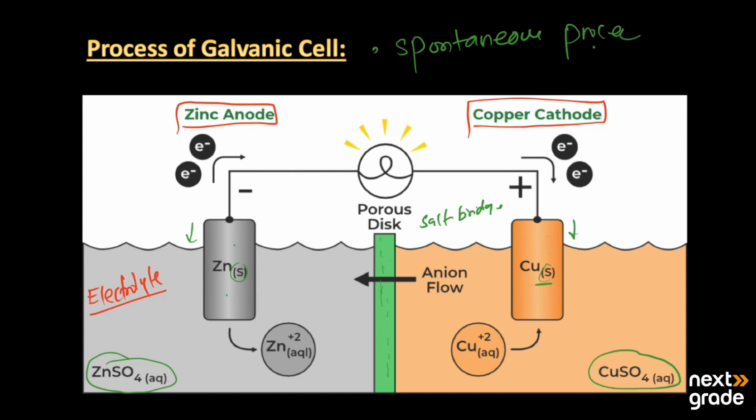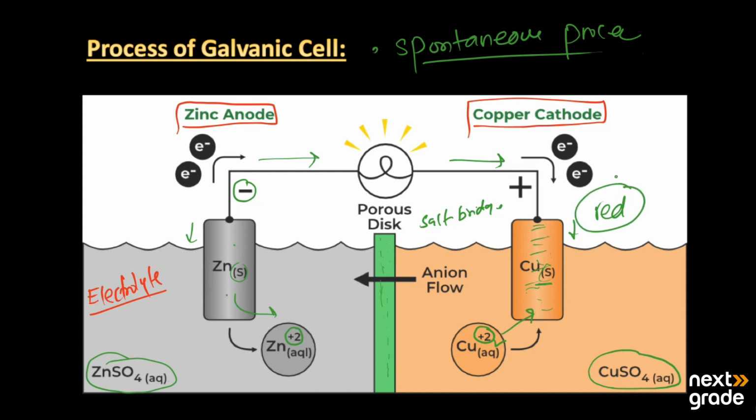And as a result of that spontaneous process, the electrons will start to flow from anode to cathode. The zinc, present in the positive 2 state, will come into the solution by losing electrons. Now these electrons will move from anode to cathode. The copper present in the solution will gain those electrons and start to deposit over the copper electrode, and here the process of reduction takes place.